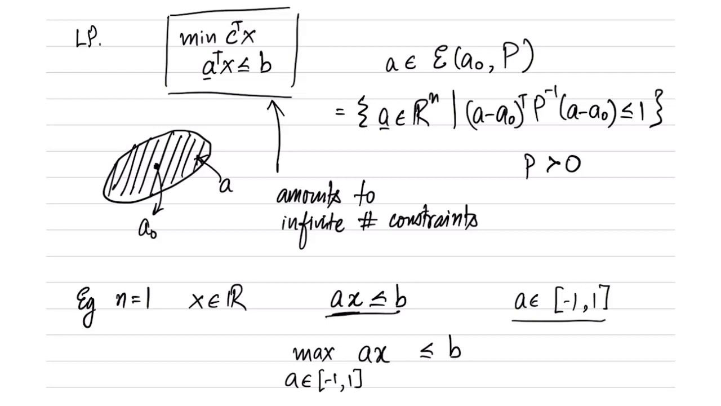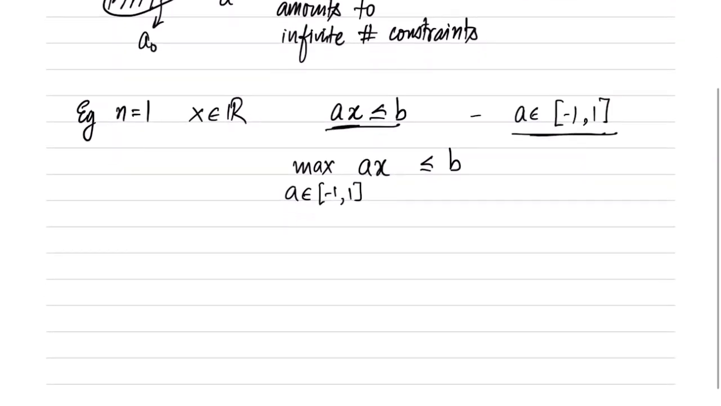In other words, the value of a that maximizes the left hand side is the worst possible value of a for us, because for that value the constraint could get violated. Therefore we ensure that the maximum of ax over all a in this range is less than or equal to b. If the maximum is less than or equal to b, any a in the range times x would also be less than or equal to b. So when we say that a belongs to a particular set, all we mean is that the maximum value of ax over that set is less than or equal to b.